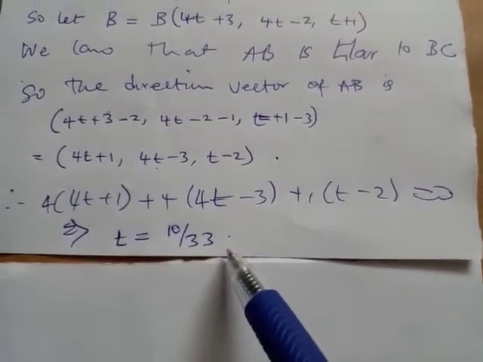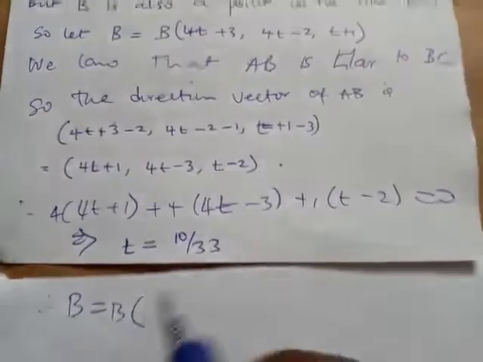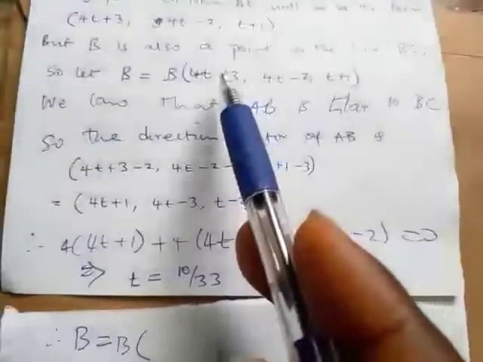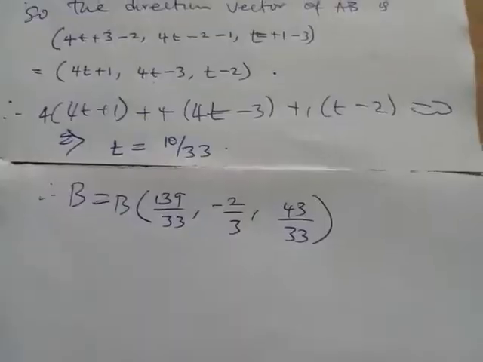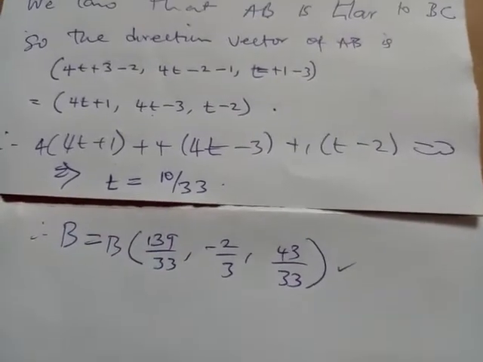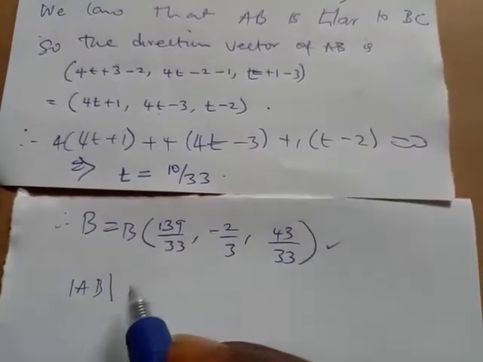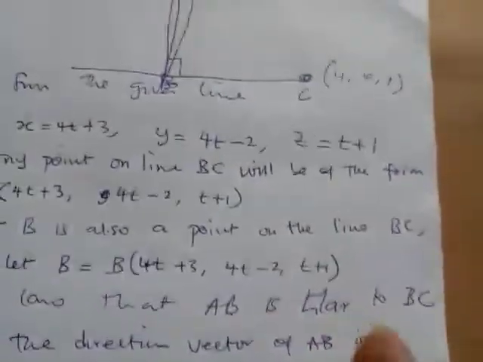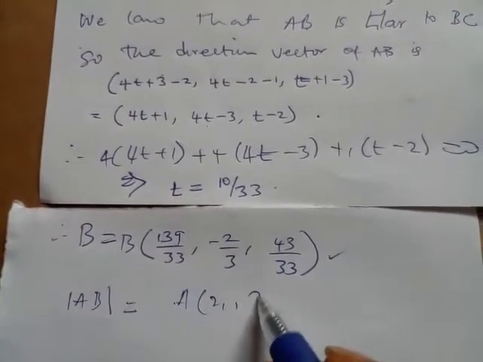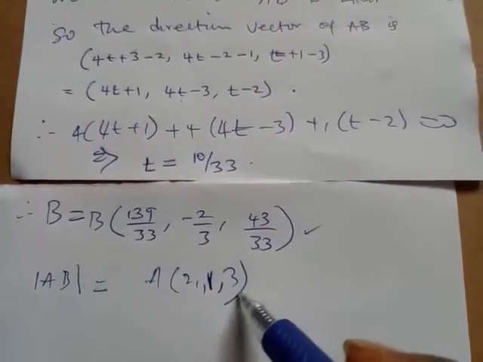So since we have known t, therefore our B will be equal to, we substitute for this. Anywhere we see t, we put it, and that will give me this will be our B. So since we have known our B, what did they ask us to find? We have to find distance between, that is length of AB. This is our A, length of AB, where A is 2, 1, 3. So we use the formula of finding distance between 2 points to get this.